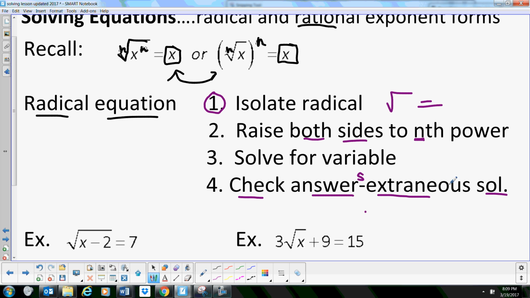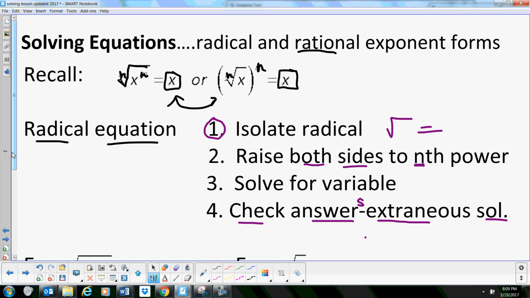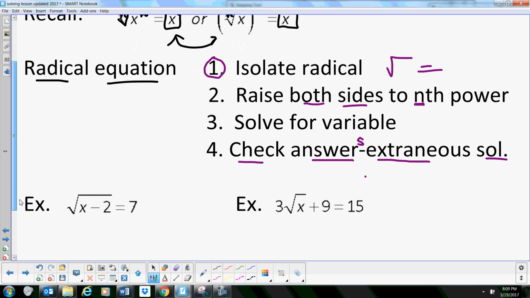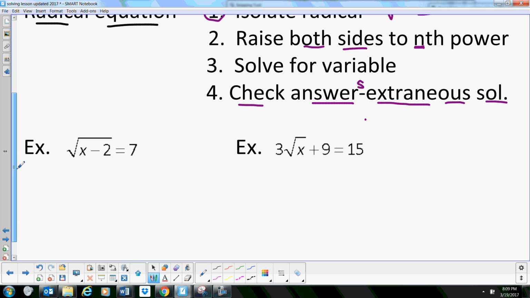Now, this extraneous solutions concept goes back to the very first slide. Which one do you think would have extraneous solutions? A square root or a cube root? I am hoping you're thinking probably a square root because, yes, the radical square root equations do have limited domains. So you have to be careful and check for those extraneous solutions. So let's try one here.